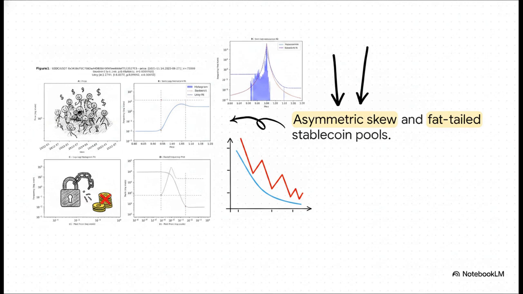Stablecoins aren't perfectly stable. They show massive asymmetric skews and heavy negative tails that the pure math simply does not expect. The math assumes a normal, symmetric distribution around a peg, but human behavior, panic, redemption fees, they completely warp those perfect geometric shapes into sharp, violent downward spikes.